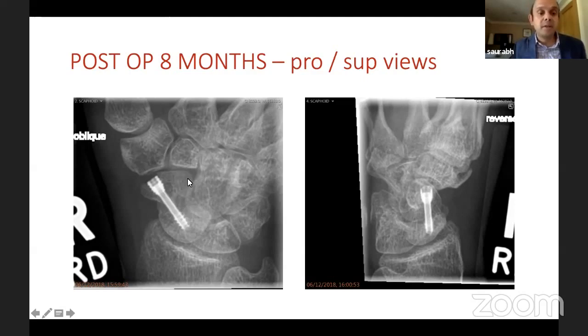Then this is a pronation view. All I'm looking at is my distal pole. Is the screw penetrating and where is it? Normally you can't center it in the pronation view because the entry point is very radial.